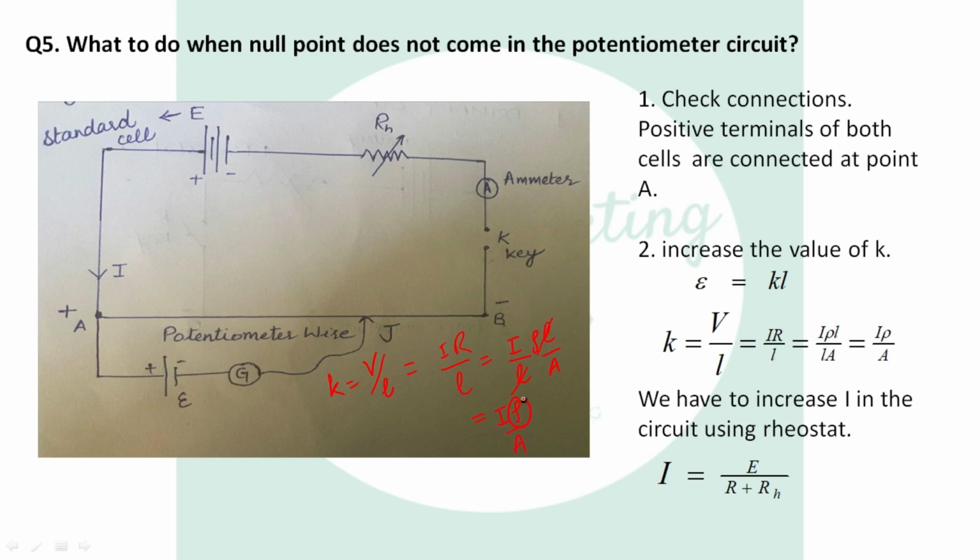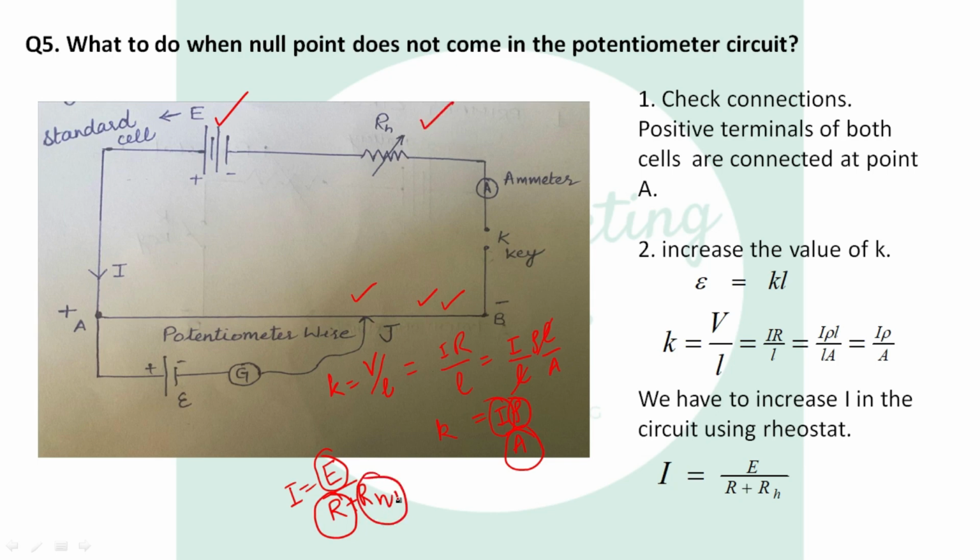Now the resistivity of the wire is also fixed. We cannot change it. The area of cross section of the wire is also fixed. We cannot change it. So in order to increase K, we can increase the current in the circuit. And what is current? Current is equal to the EMF of the cell divided by R plus RH. The EMF of the cell is also fixed, and the resistance of the potentiometer wire is also fixed. So what we can change is the value of the rheostat here.